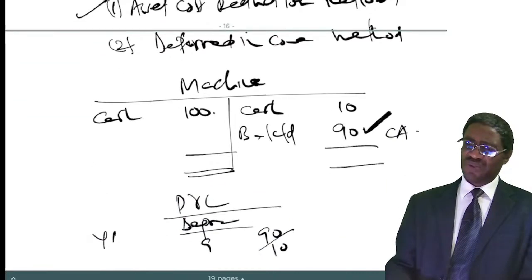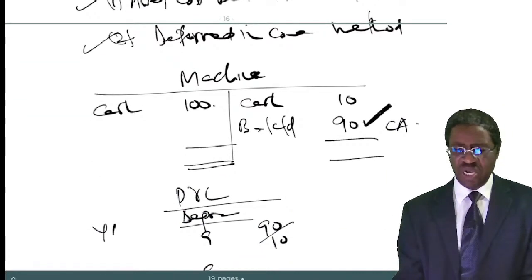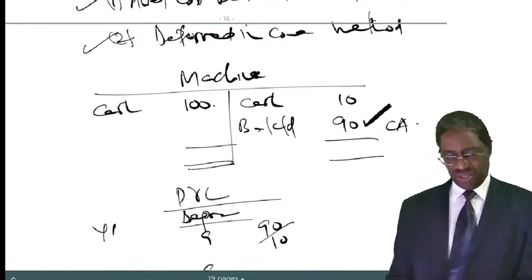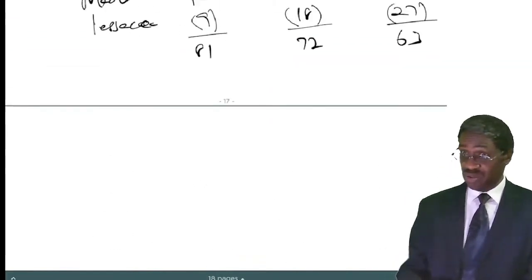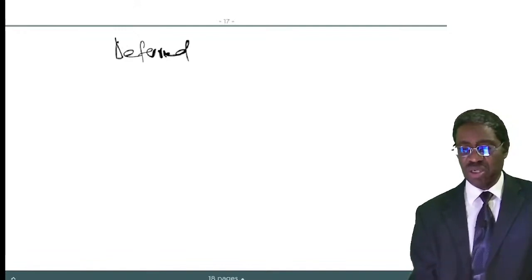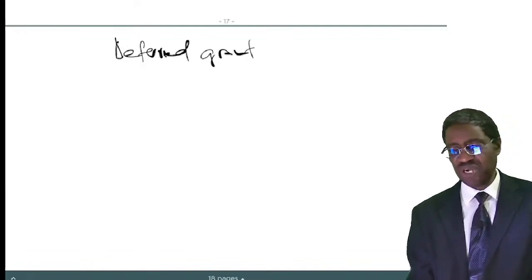That's the first method. The second method is what we are calling deferred income method. That's what I want to talk about now. I want you to follow now. This is the second method which we are calling deferred grant income. You can call it deferred grant income.